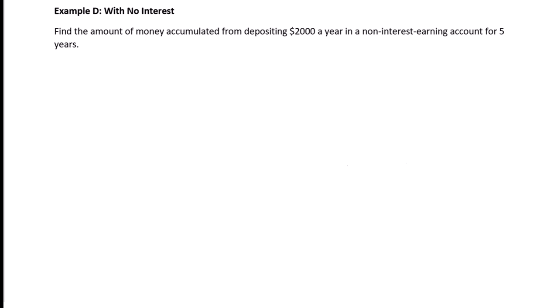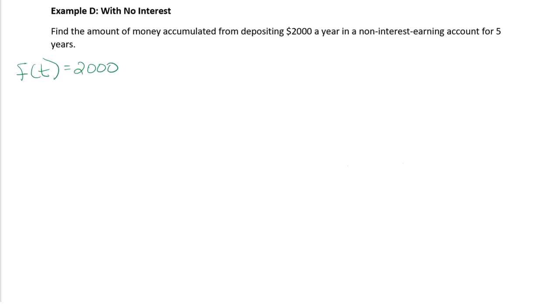In example D, we're asked to find the amount of money accumulated from depositing $2,000 a year. So again, that is our income stream, in a non-interest earning account for 5 years. Well, this is interesting because there is no interest. Notice what happens when our r equals 0%.